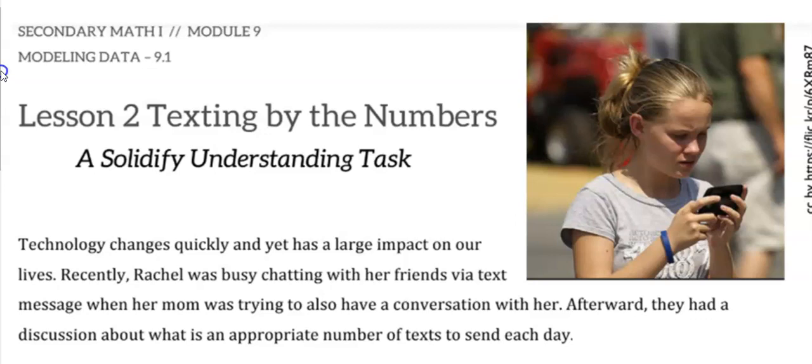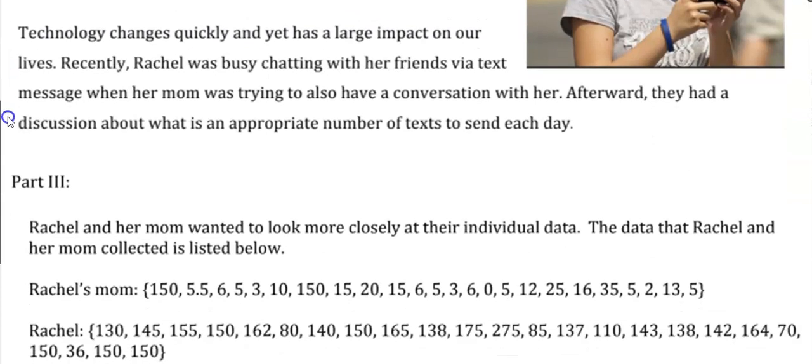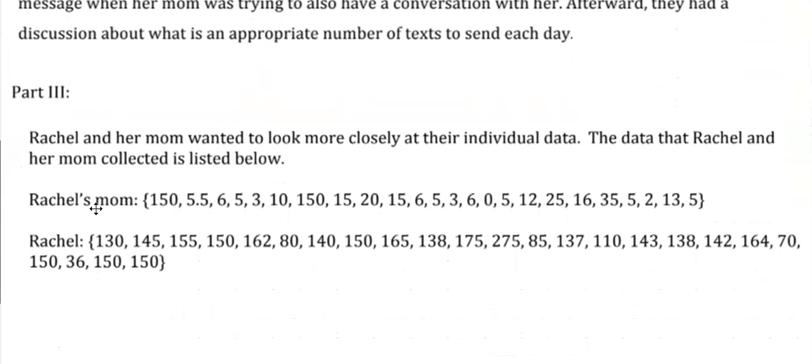So in this task, we examine the number of text messages that Rachel and her friends and her mom sent for each day of a month. If we skip down to part 3, the data is listed. So Rachel's mom sent 150 texts on one day, 5.5 texts on one day, 6 texts on one day, 5 texts on one day, and so on. And this is the number of texts that Rachel sent.